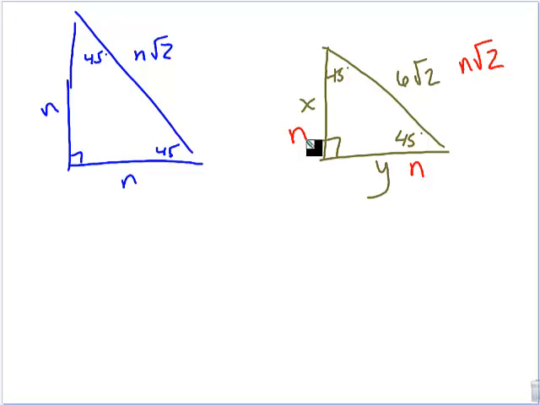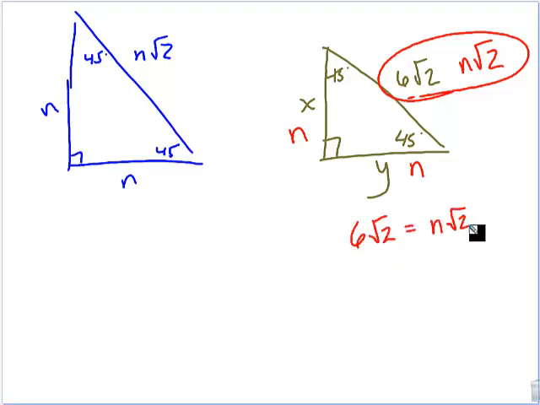So what side do we know here? What side do we have a number on? Yeah, we have a number on 6 square root of 2. So we're going to make an equation out of that side. So we're going to say, okay, 6 square root of 2 is equal to n square root of 2. How would you solve for n? Well, this is n times something, right? So how do we get rid of it? Divide. We just divide.